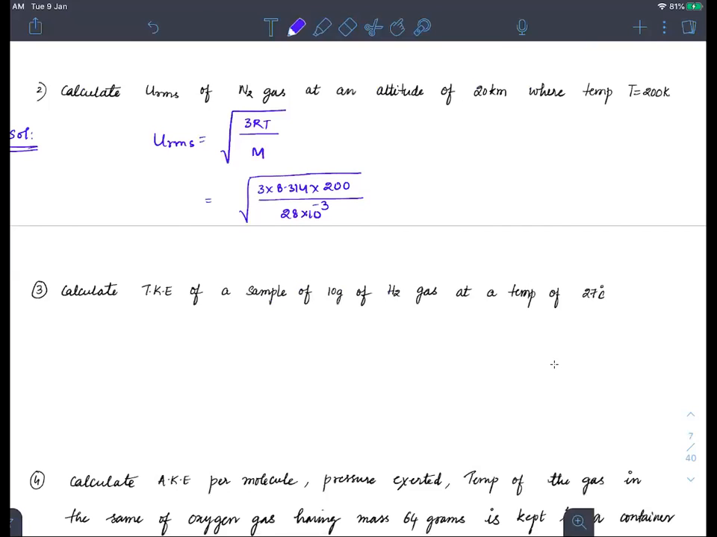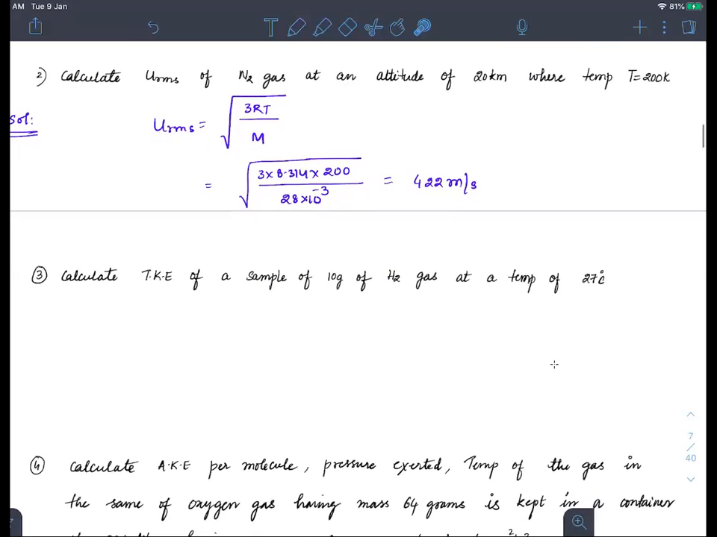So this will become 28 into 10 raised to the power of minus 3. Just notice the units. That's all that is important here. Molar mass should be written in kgs now, not in grams. When you solve for this, you'll get approximately 422 meters per second. Everything is in SI system. I guess you got this, everyone.